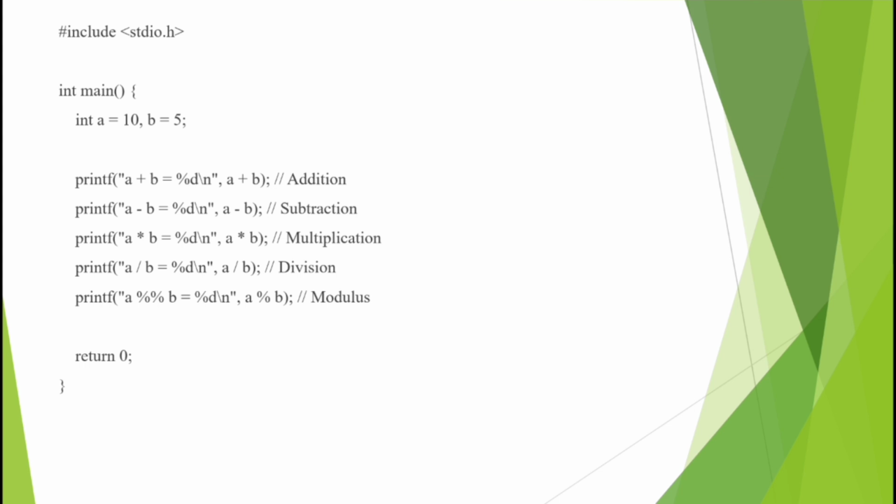In the next line we are using a modulus operation. In modulus operation it gives a remainder as the output. So a modulus b means 10 modulus 5. Here the output will be the remainder. So 10 divided by 5, the remainder will be 0. So the output here is 0. So this is an example program for arithmetic operation.